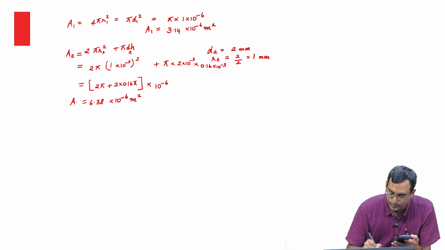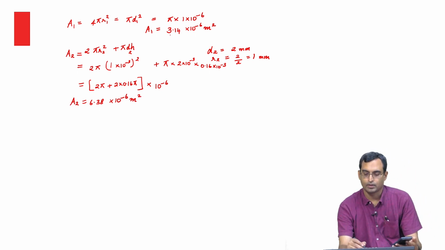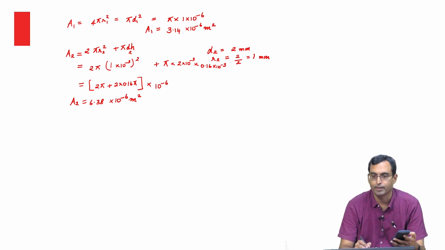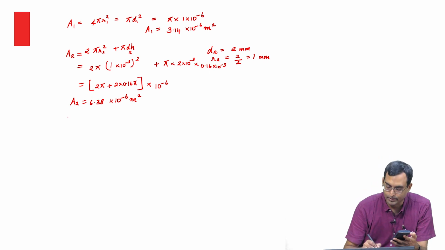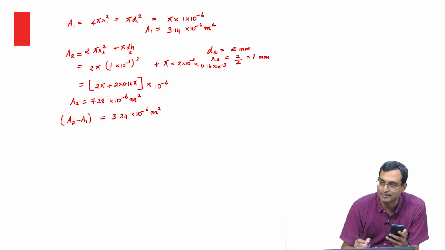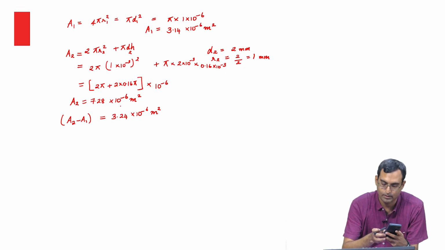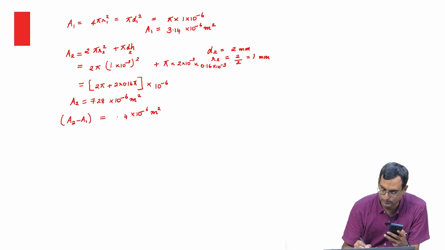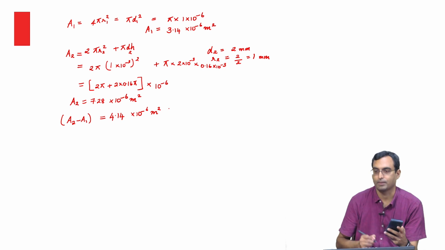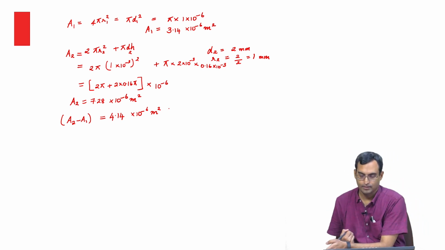So, what we see is that the initial area was 3.14 in 10 power minus 6 meter square, and the final area is 6.38 in 10 power minus 6 meter square. So, there is a difference in area. We have 6.38 minus 3.14, which is about 3.24 in 10 power minus 6 meter square, the change in area.